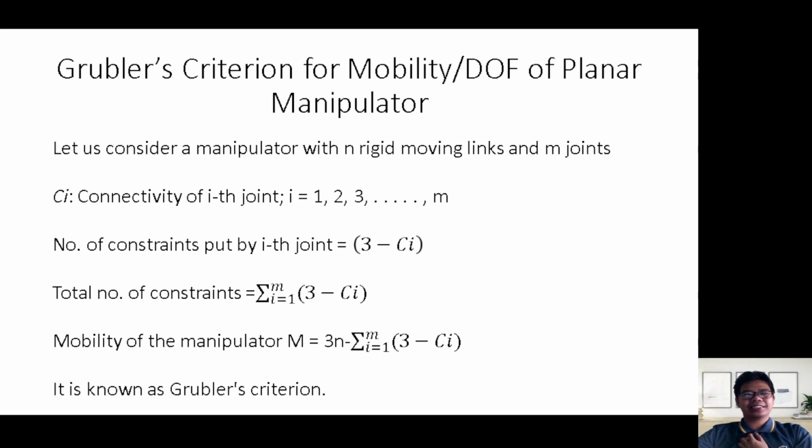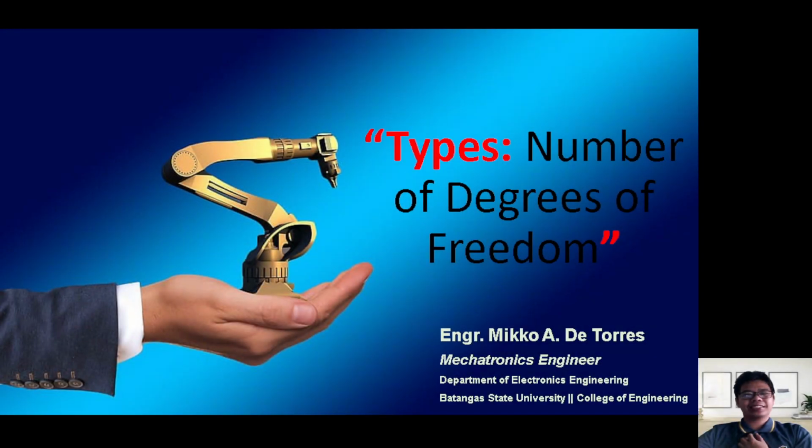Whether dealing with spatial or planar manipulators, Grubler's criterion provides us with a powerful mathematical tool to understand their flexibility and motion characteristics. Now that we've explored Grubler's criterion for planar manipulators, you're equipped with a valuable tool to assess their degrees of freedom. Stay tuned for our next video where we'll dive deeper into the process of solving for the degrees of freedom of mechanical manipulators. We'll guide you step by step through the calculations, helping you unlock a deeper understanding of how these remarkable machines move and function.